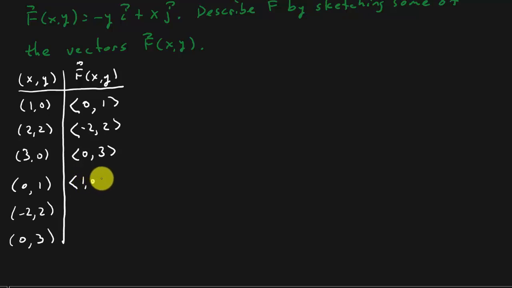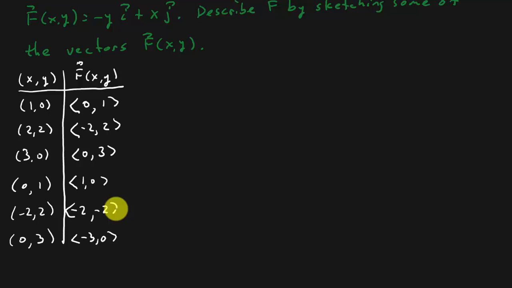That would be 1, 0 gives 0, 1, then negative 2, 2 gives negative 2, negative 2, and then I would get negative 3, 0. See, for this one, y is 2, so I plug the 2 in for y, so that would be the negative 2, and then I would plug the negative 2 in for x, and that wouldn't be negative 2, 2, that would be negative 2, negative 2.